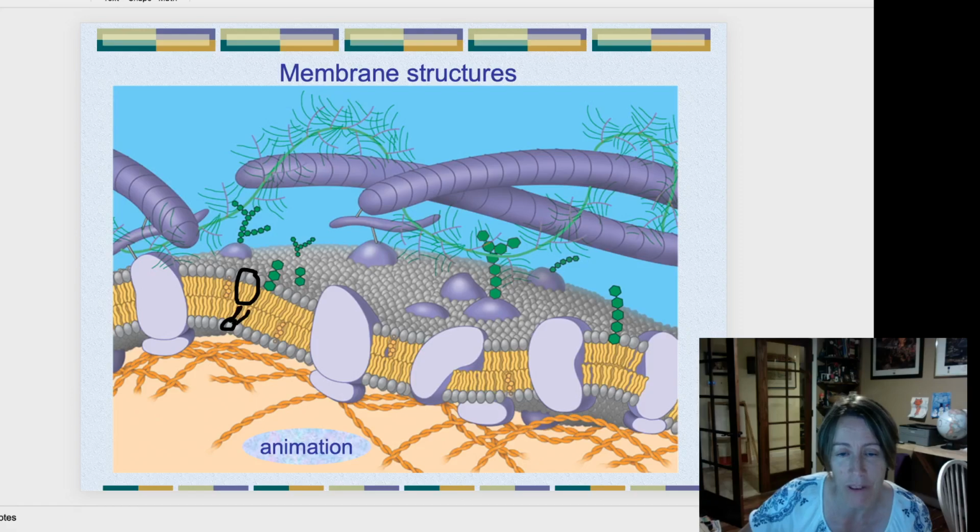I can't draw it very well. So there's a whole bunch of those. Those are the phospholipid molecules that make up the majority of the bilayer. Also, though, embedded in here, you can see this little guy. There's several of them here.